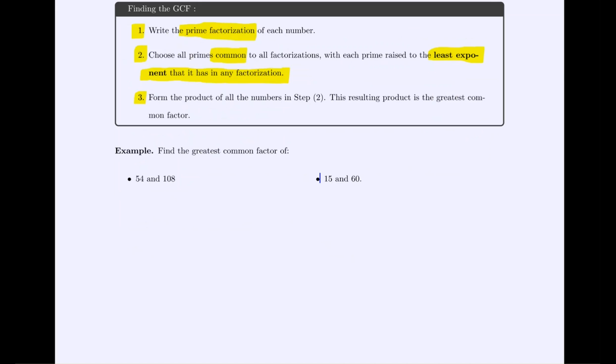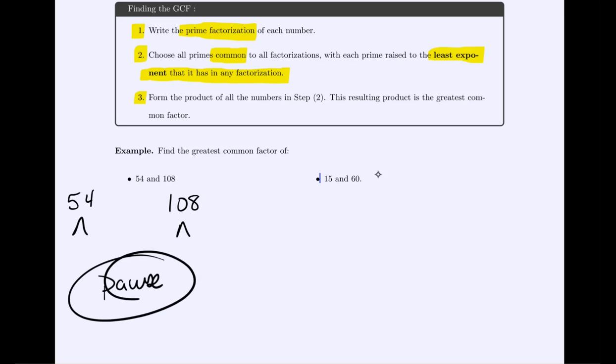Step 1 is to find the prime factorization of each number. Now we've been practicing prime factorizations for a bit now, so we're setting up the work, and I'd recommend that you pause the video now and then unpause to check your prime factorizations, and we'll talk about the next step from there.